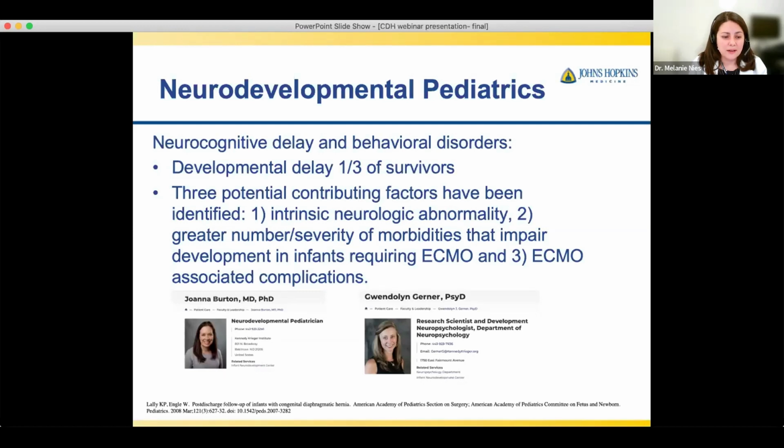We are so lucky to have a neurodevelopmental pediatrician. Dr. Joanna Burton is fantastic. And we also have a neuropsychologist as well, because neurocognitive delay and behavioral disorders can be common. And oftentimes this is in ECMO patients. So we follow all these sequelae and we follow them according to that comprehensive diagram I showed earlier. Next slide.